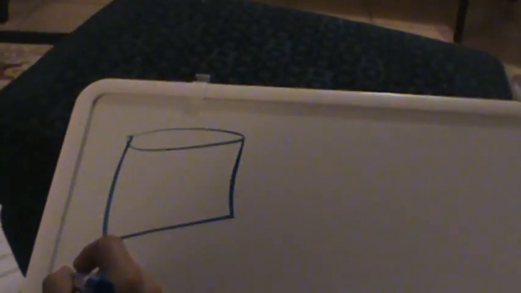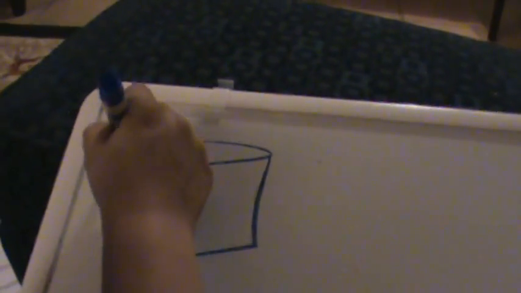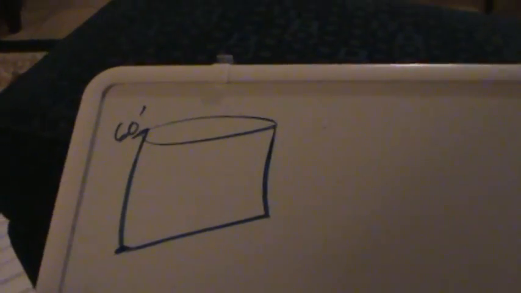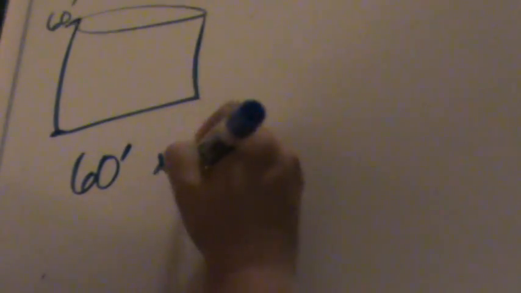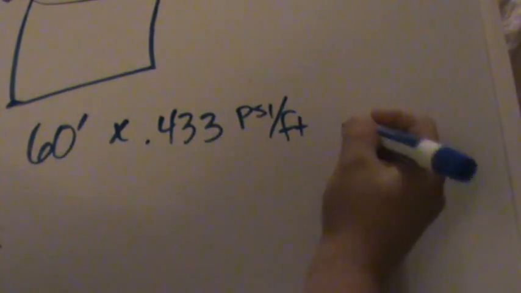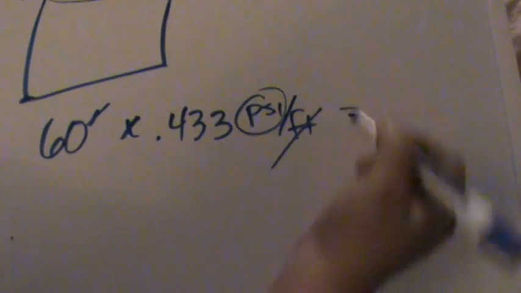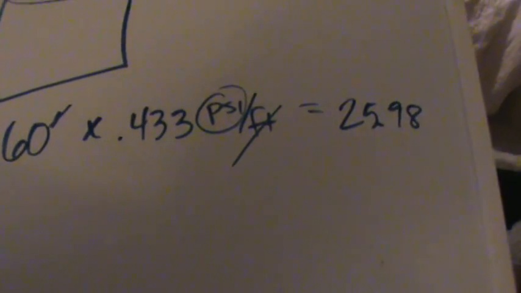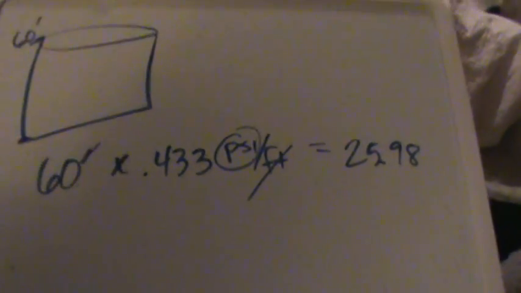A water tank is 60 feet high and filled to capacity. What is the pounds per square inch at the bottom of the tank? So here is our tank. It's bursting at the seams. It's completely full, right here at 60 feet. We want to know what this pressure is right here. They gave us feet, so we're going to multiply. 60 feet times 0.433 psi per foot. Feet will cancel, leaving us with psi. Our answer is 25.98. Okay, pretty simple stuff, huh?